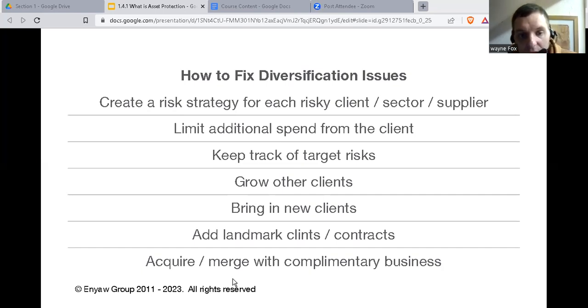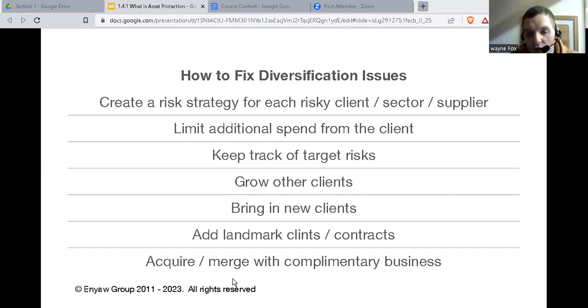So in the client example, for me, I'd keep a constant check on each of these clients, things like news alerts, court cases, financial ratios, credit scores. Dig deep into their accounts. Do whatever you can to be as informed as you can about them.